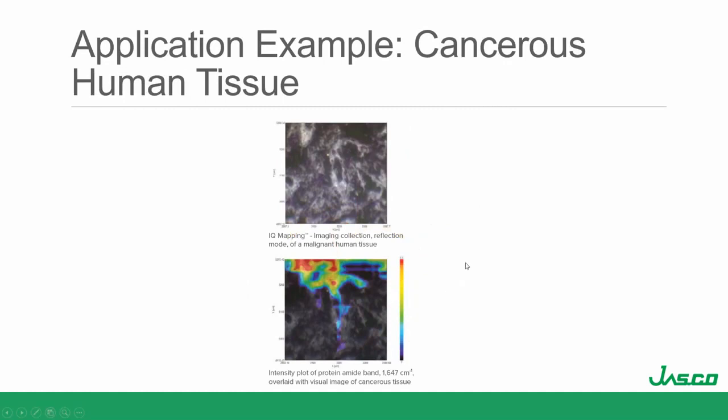So here's an example of reflection for a malignant tissue sample. This is the image, and this is the actual IR map of the sample. The peaks at 1647, the amide peaks, are being monitored. So you can see where the protein is in that cell, that cancerous protein.